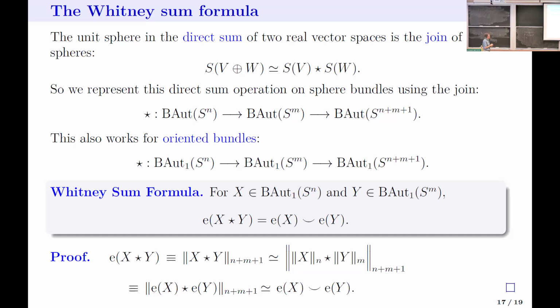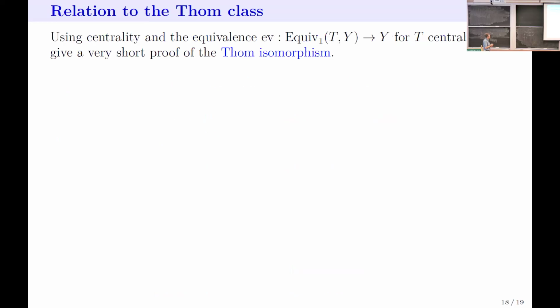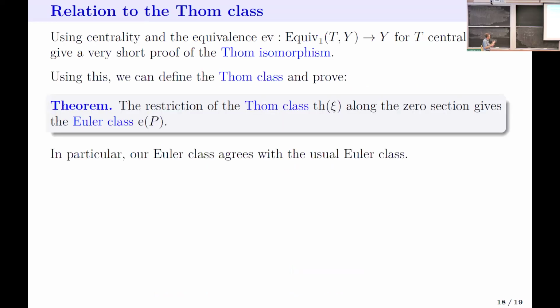Okay, so I'm out of time, so I'm just going to flash this slide up, which just says you can also prove a Thom isomorphism, and you can show that the Euler class is the pullback of a Thom class along the zero section. That's what shows that it agrees with the usual definition of the Euler class, even though it's done in a very different way.